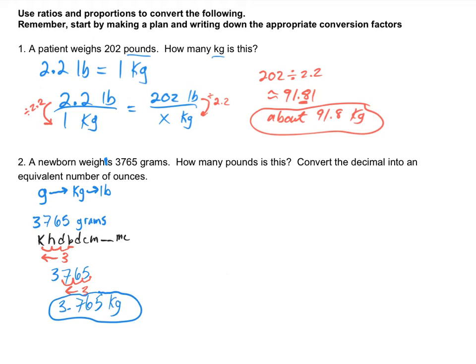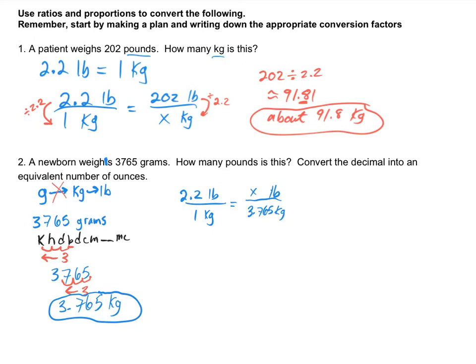So now what we just did there is this part here. We converted the grams to kilograms. Now let's convert this number of kilograms into pounds. So we'll start by writing the conversion factor. What do we know? We know there are 2.2 pounds per 1 kilogram. We don't know how many pounds 3.765 kilograms is. So this is the proportion that we get, and we could cross multiply, or we could look at the covariant nature.